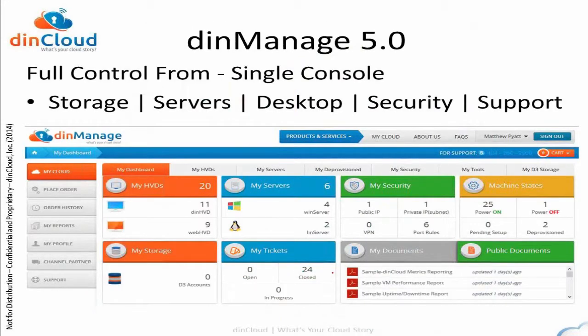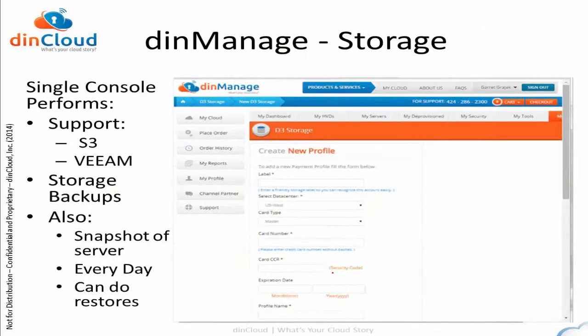And how have we perfected it? We perfected it by writing our own cloud orchestration tool. Let me repeat that. We perfected deploying to the cloud by writing our own cloud orchestration tool, calling it DinManage 5.0. And from one console, that's what we're going to be demoing, you can manage your cloud storage, your servers, your desktop, your security. What is your VPN connection? What is your IP address? What's your internal? What's your external? And your support. Okay? So let's kind of break these out before we do the demo.